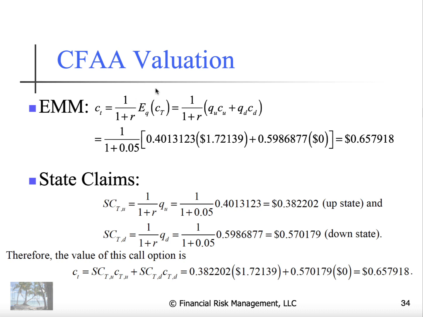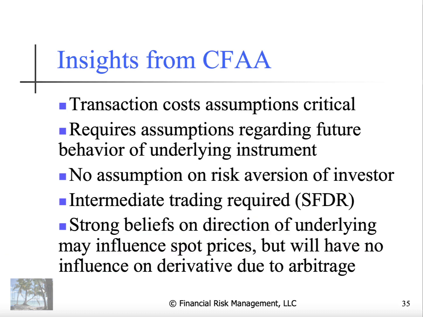An alternative way to get the exact same calculation is to compute what are known as state claims: the value of $1 if up occurs, the value of $1 if down occurs. With these two state claims, we multiply by the payoffs in those two states. And if you'll notice, this call option valuation approach gives me the exact same number as the equivalent martingale measure approach to valuation.